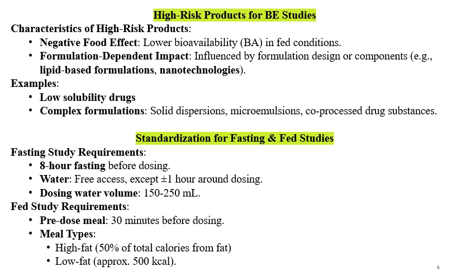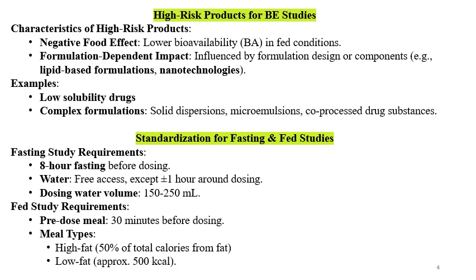Examples are low solubility drugs in which solubility enhancement technologies or techniques are used to make the formulations, and that's why the formulations become complex. Solid dispersion made by hot melt extrusion, solid dispersion made by spray drying, amorphous solid dispersion technologies, microemulsions, co-processed drug substances. Whenever these technologies are in the product, then these are high risk formulations.